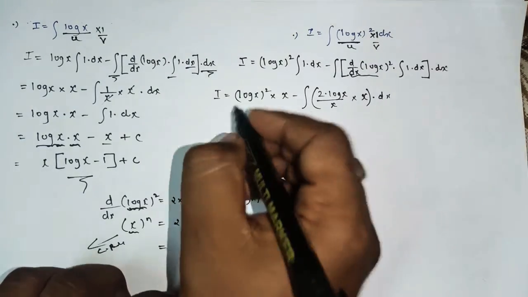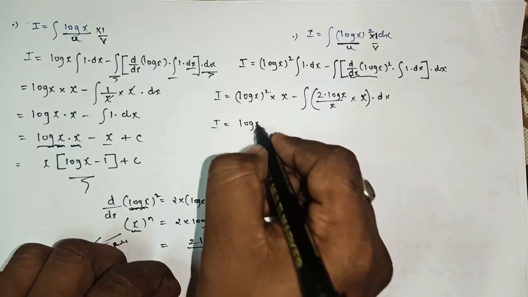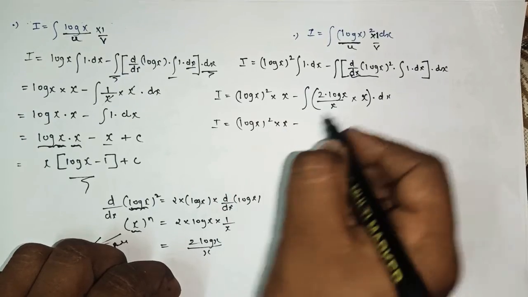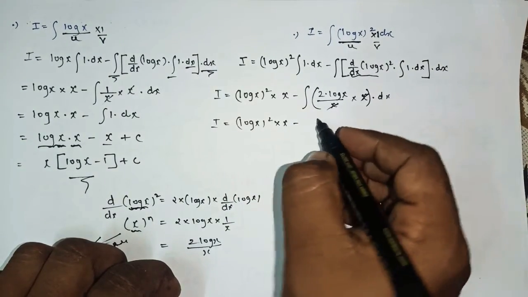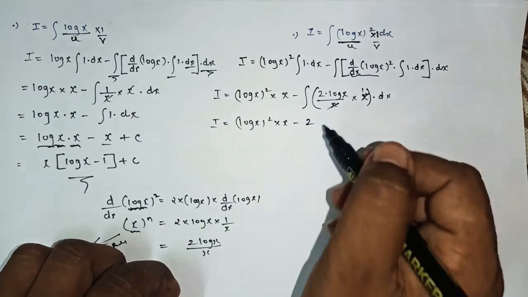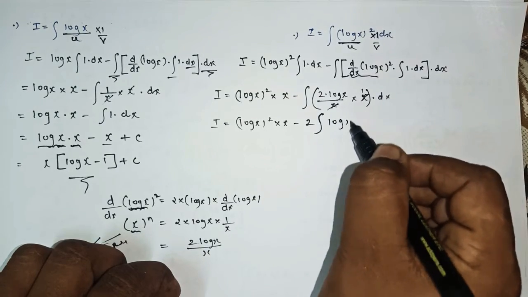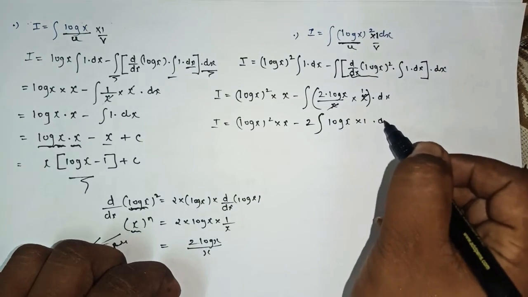Got the point? So the next step will be what? This will be same as it is. We'll write x will get cancelled. Okay, here 2 is constant, so we'll bring outside the integral. So here we are left with what? Log x into 1 into dx.